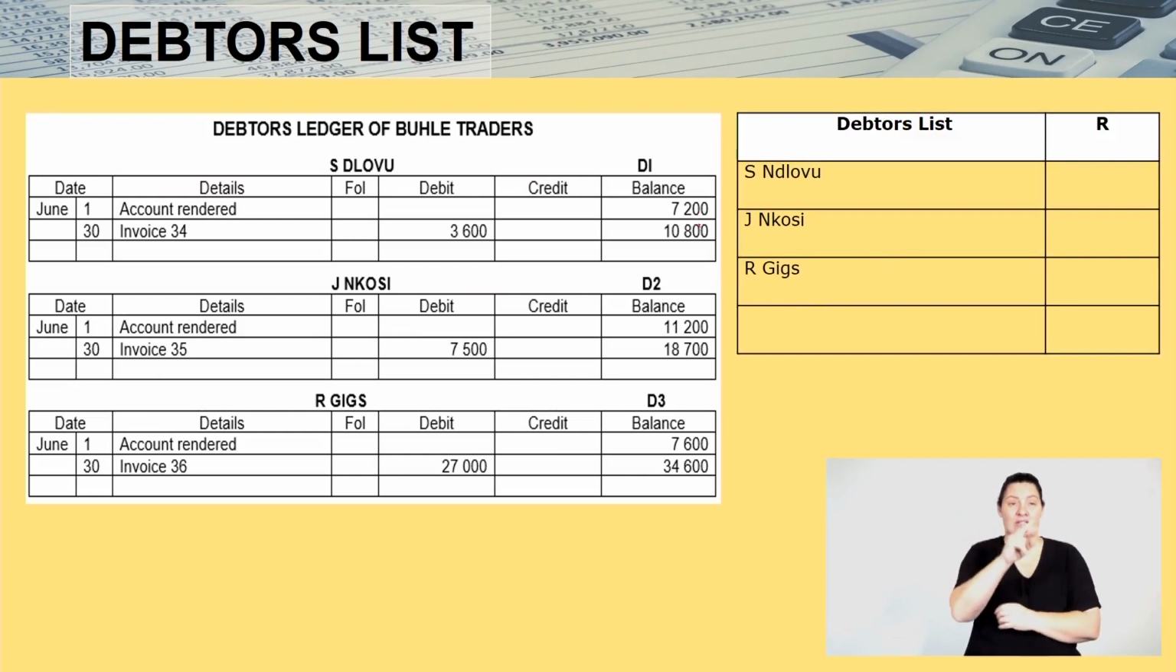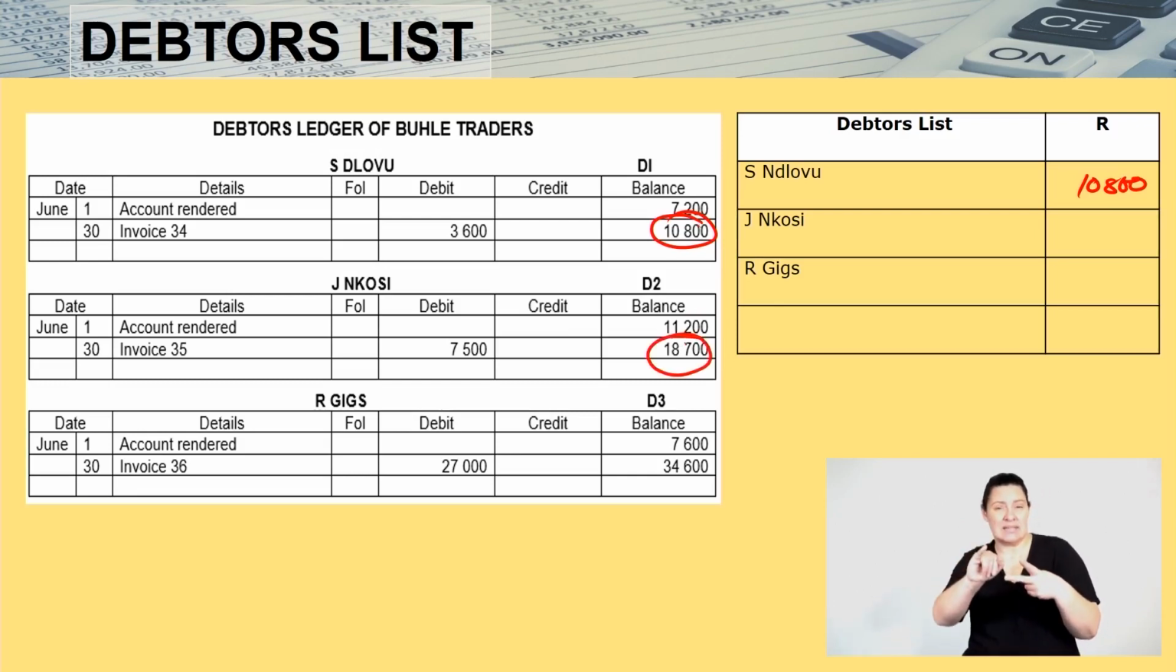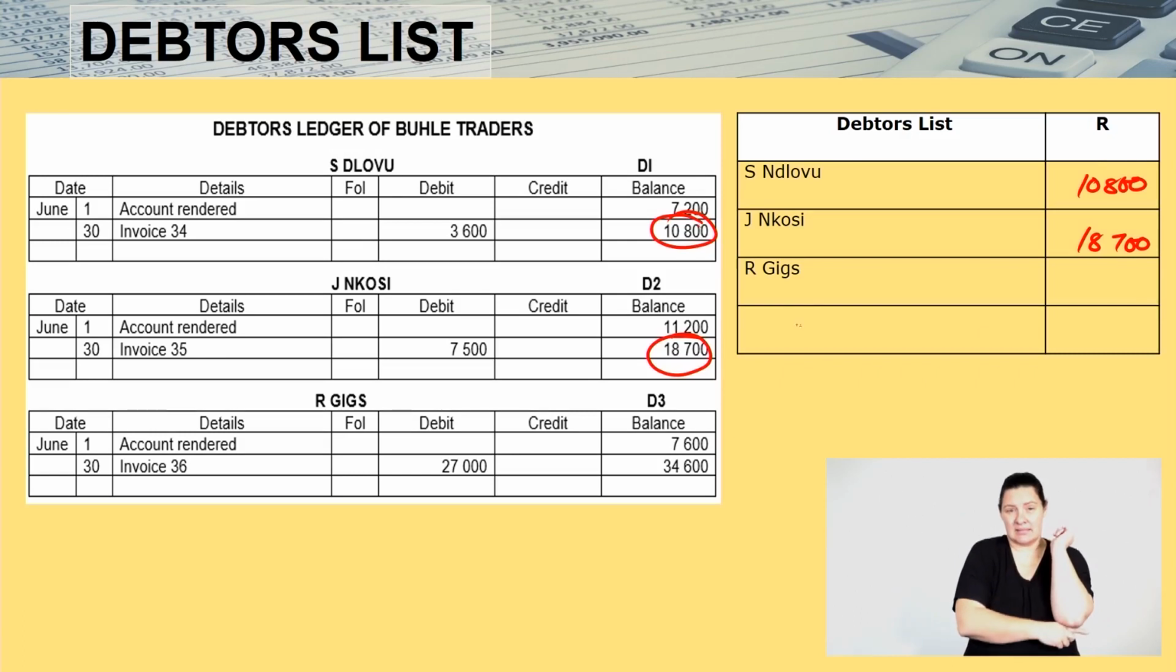As for Ndlovu, how much is he owing us? 10,800. Okay? And then we come to Jane Nkosi. How much is Jane Nkosi owing us? 18,700. And then the last debtor is Ryan Giggs. And how much is he owing us? 34,600. And then when you have these figures, I want you to have your calculator close to you.